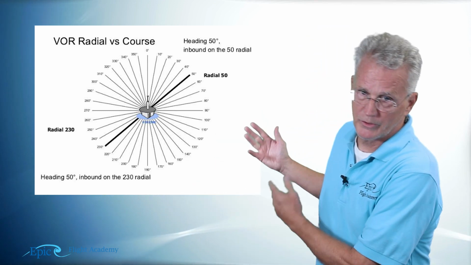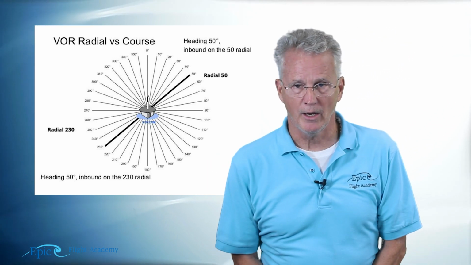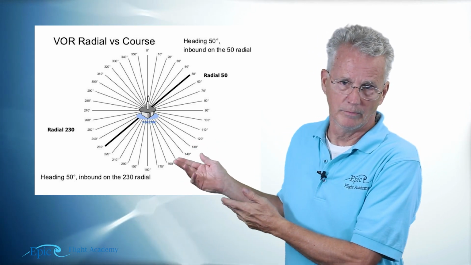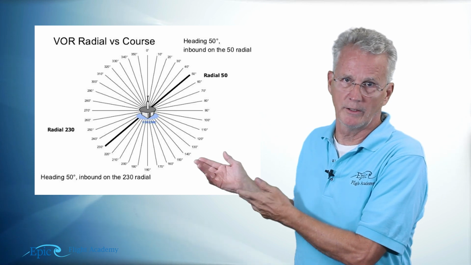So I want you to notice on our diagram, there's a tiny error. It talks about heading 050, and it says we're inbound on the 050 radial. Do you see that?